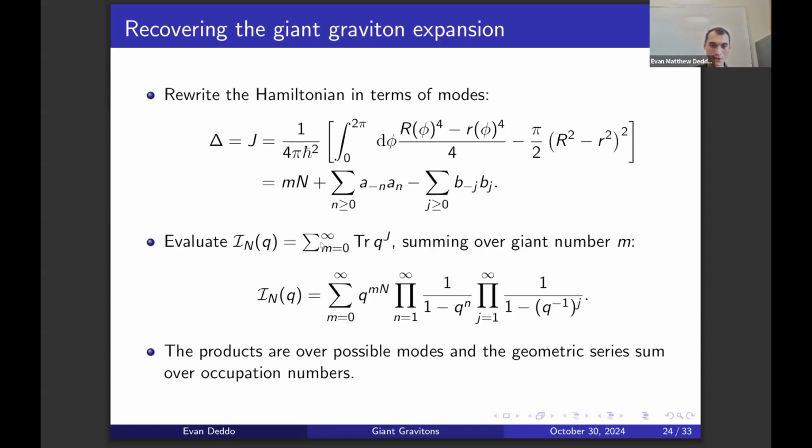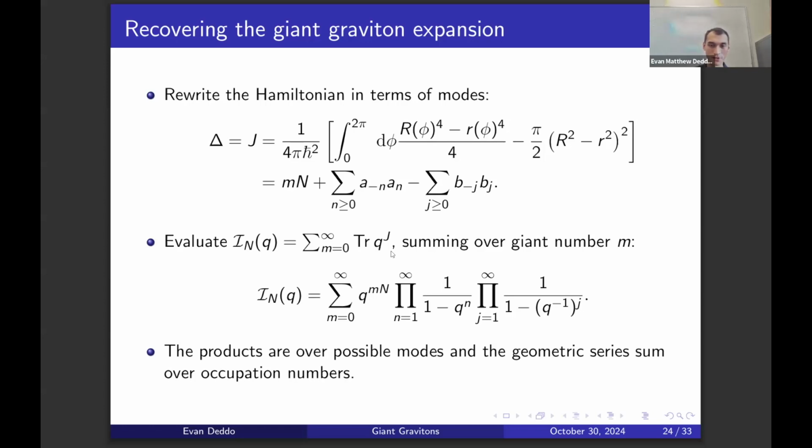So yeah, as far as computing the actual index, we can trace over configurations. Just take the trace of Q to this J operator, and then take the trace over states, and then sum over all different giant graviton numbers, which in this case controls the size of the inner circle.